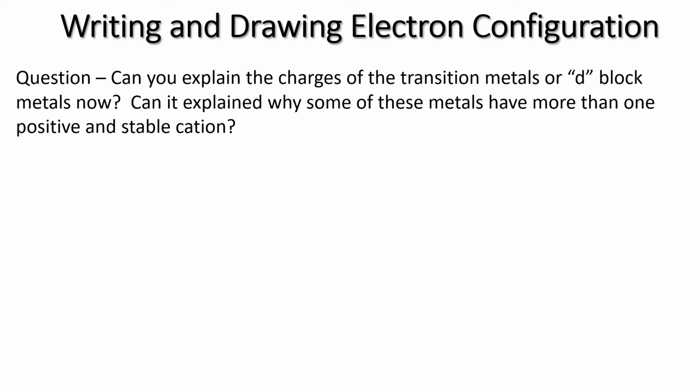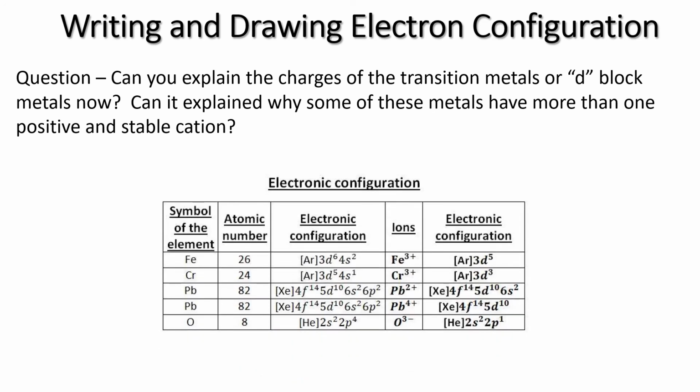Can it be explained why some of these metals have more than one positive stable cation? When you learned about ionic charges in previous courses, group 1s were +1, group 2s were +2. But then when you got to the middle block, suddenly it was all crazy. Well, let's take a look at some of the ions that are formed here. In fact, I want to look at lead here. Lead is number 82, and here's its electron configuration.